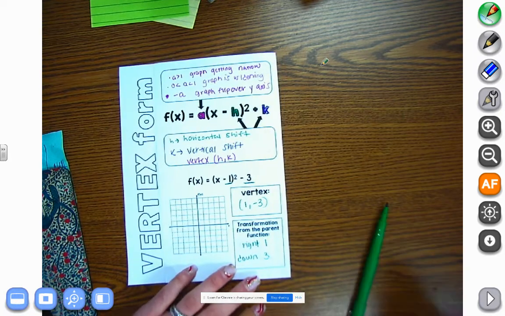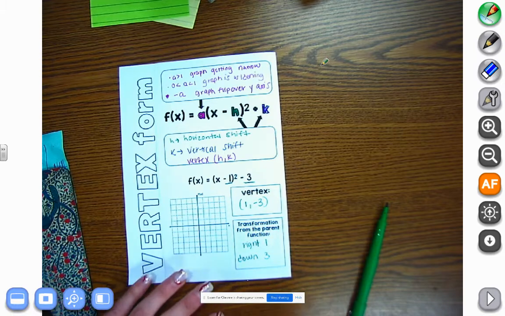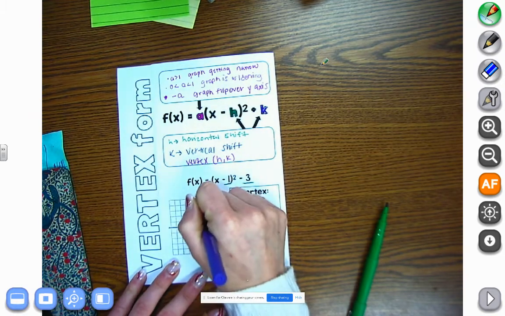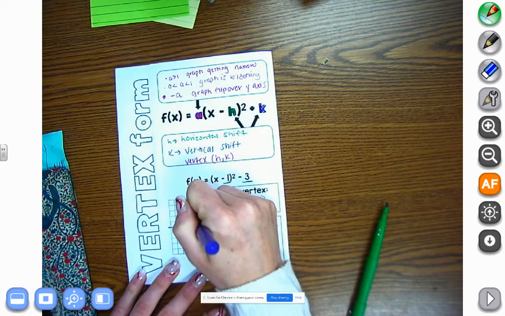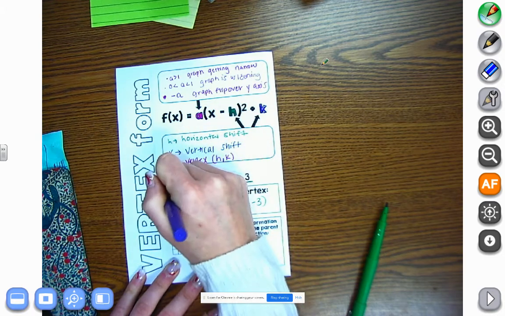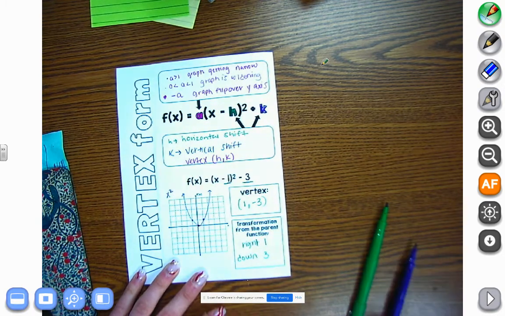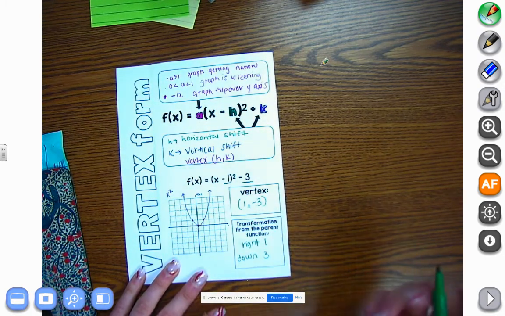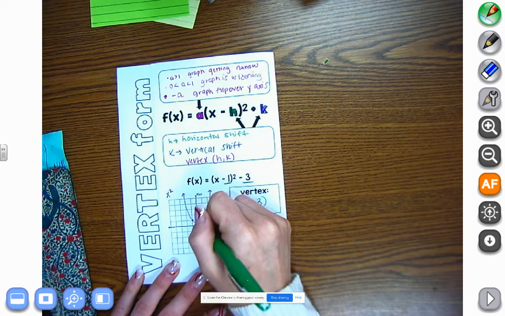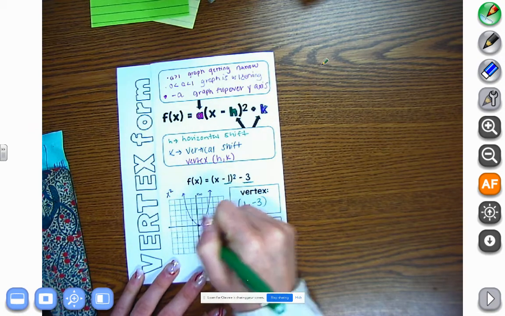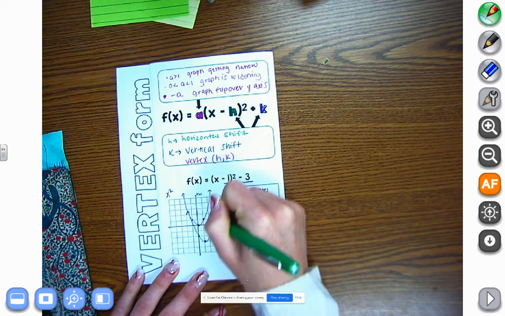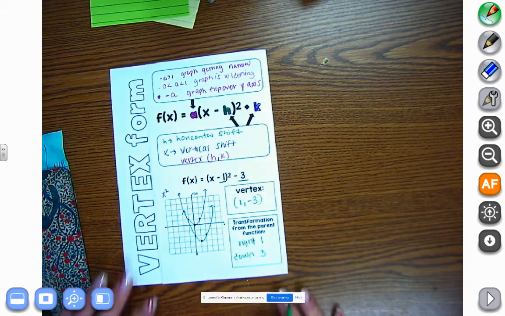So if we want to graph in purple, our parent function is x squared. So our parent function is going to look something like this. In green, let's graph our transformed function. It's just going to look something like this. It was just shifted right 1 and down 3.